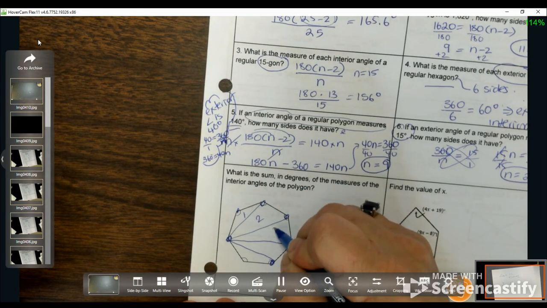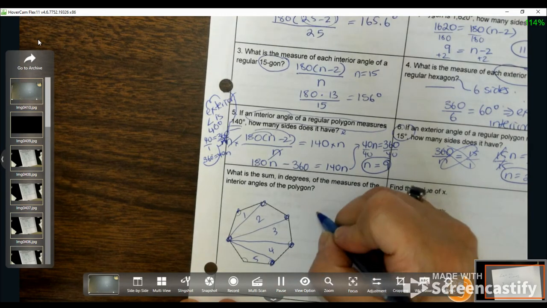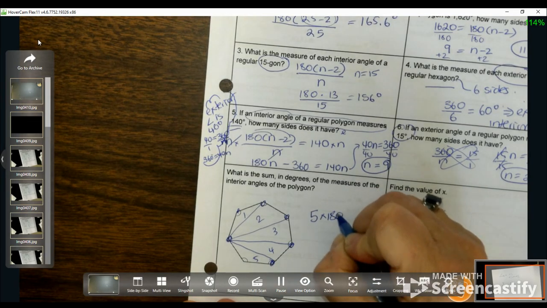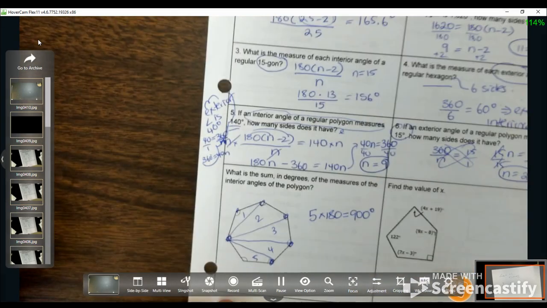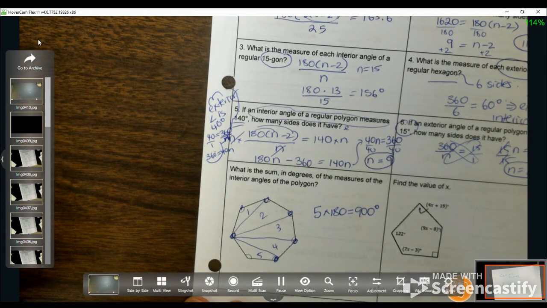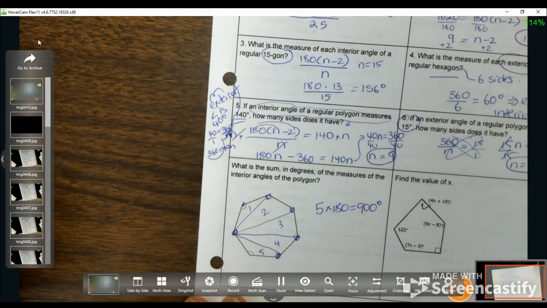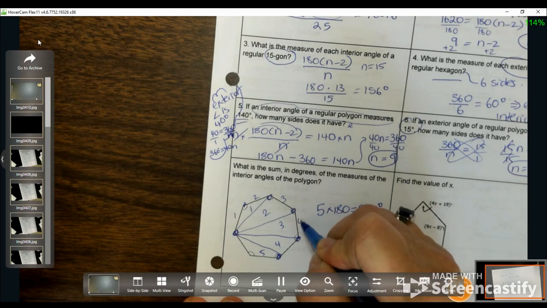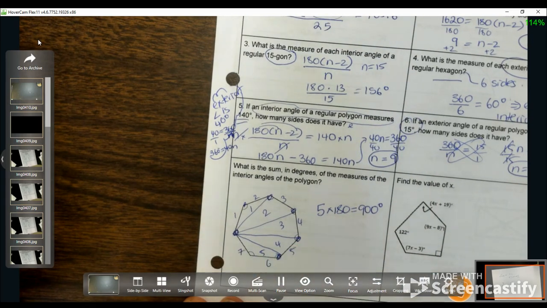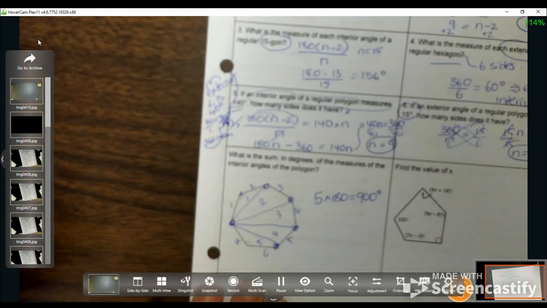So I have 1, 2, 3, 4, 5. 5 times 180 is equal to 900 degrees. So now we're going to see how to do it a different way with the formula. And now we're going to count the sides. 1, 2, 3, 4, 5, 6, 7. This is a 7-sided figure.